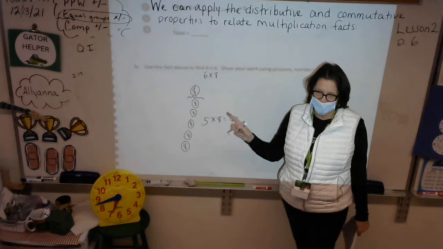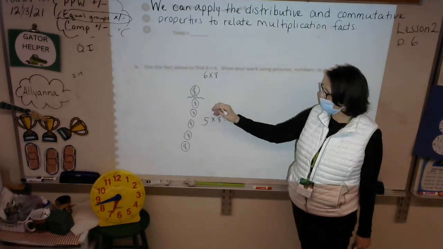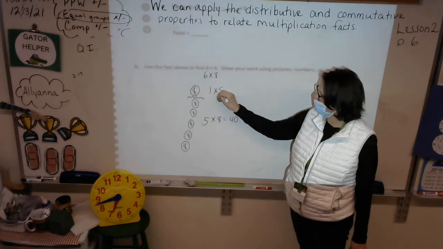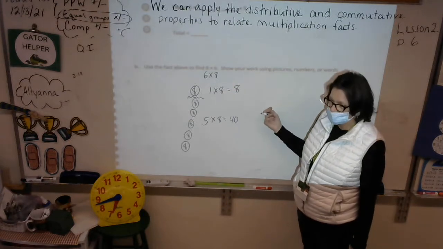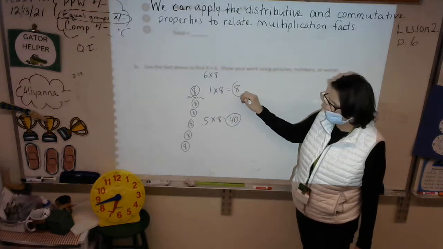What math fact would we write for the top part of our picture? Lily, what would we write? 1 times 8. Very good. And that equals 8. And now really to get our answer, what do we got to add? We got to add our 2 products. We would add 40 and 8. You got all that done, Liz?